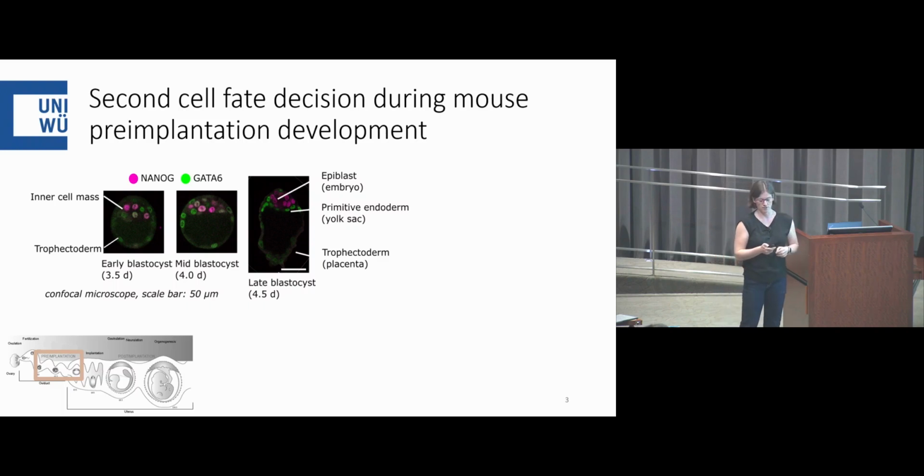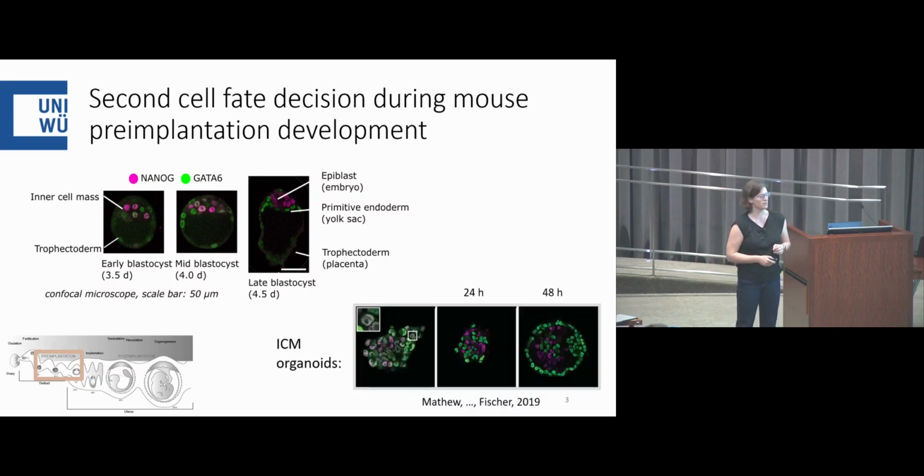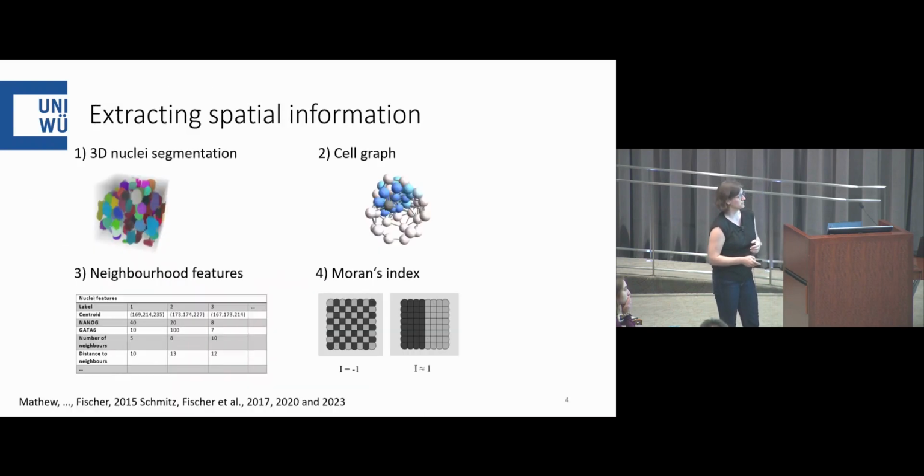In addition to these mouse images, we also have this in vitro system, ICM organoids. Those are mouse embryonic stem cells that are induced to, again, express GATA6. And then we can see similar patterns as we see in the ICM. Now, what people used to do was they mostly looked at the ratios between these two cell types. So how many NANOG positive cells, how many GATA6 positive cells, what's the ratio? But we were asking the question, what happens if we put space into all this? Do we get out new information? So how do we do this?